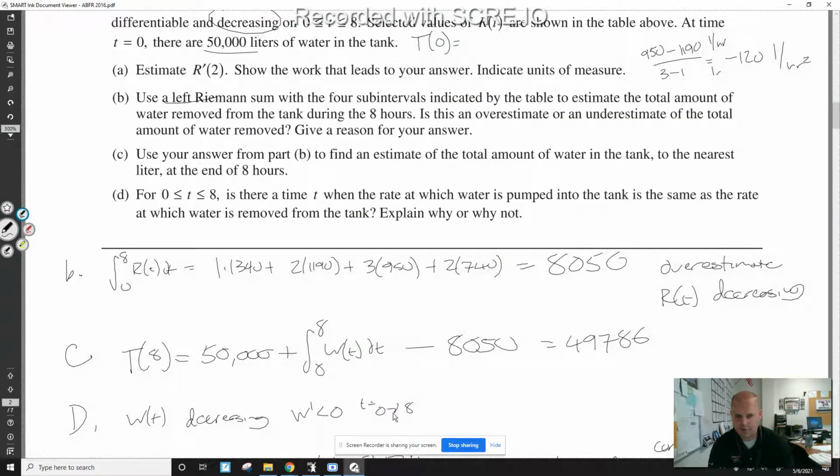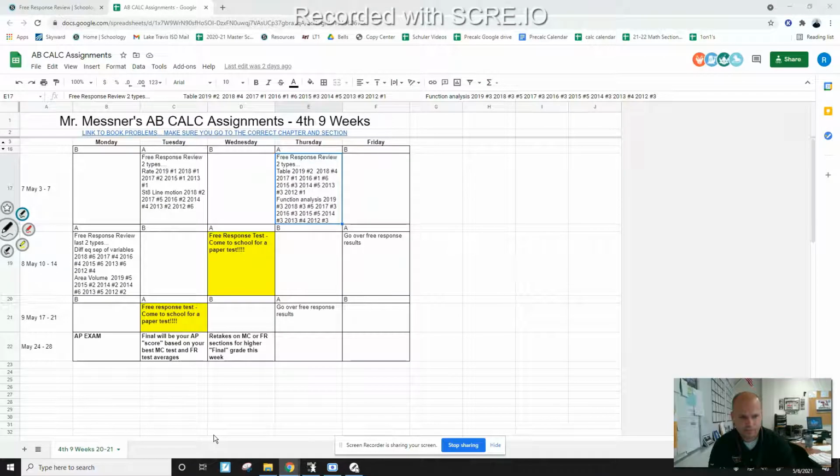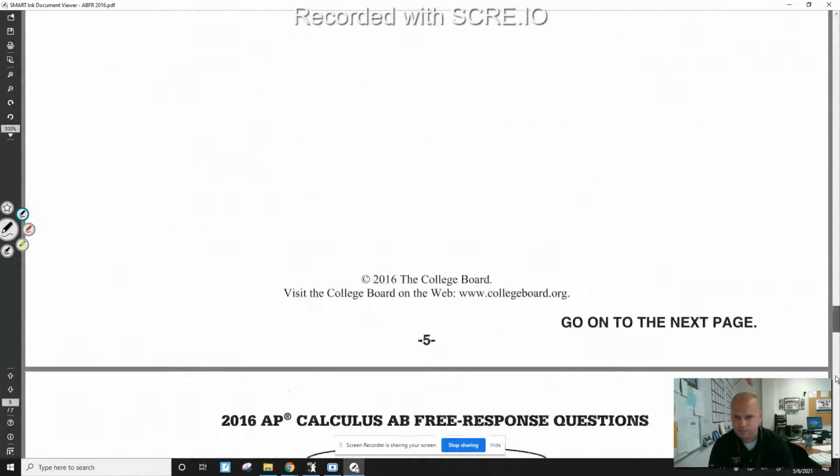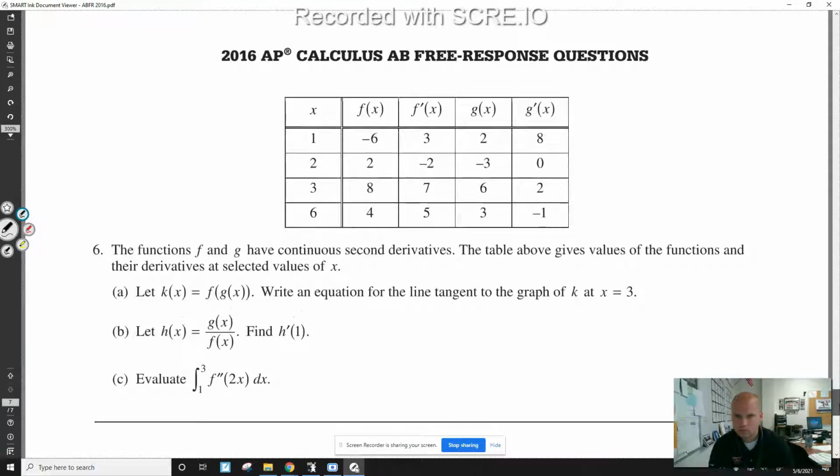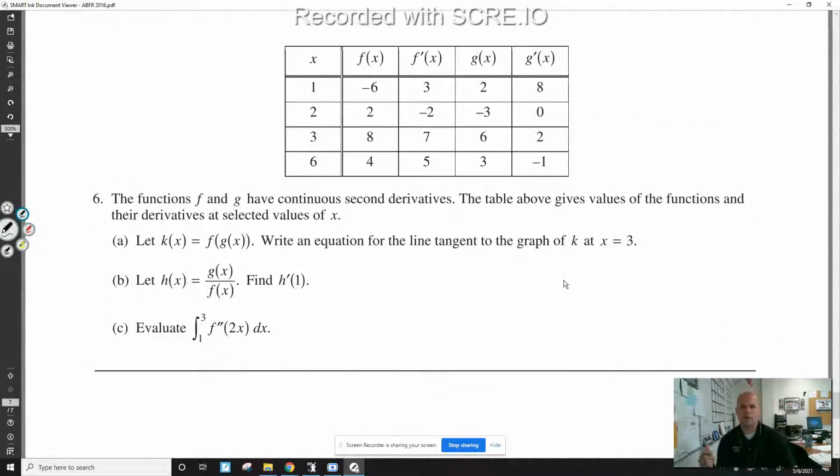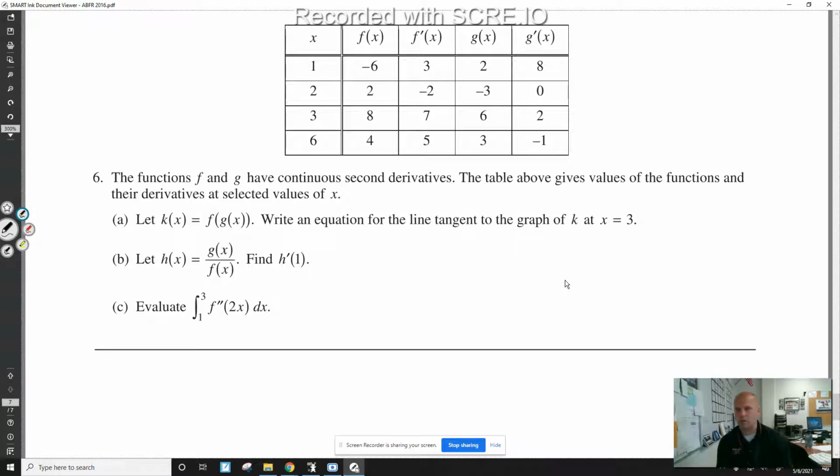Okay, and then apparently there's another one in this. Number 6. Oh, this is a great one. This shows you maybe tables aren't what we're used to. Maybe this is not a Riemann sum. This is just an A, B, and C, and you got f, f prime, g, g prime. Like, what's this going to look like?